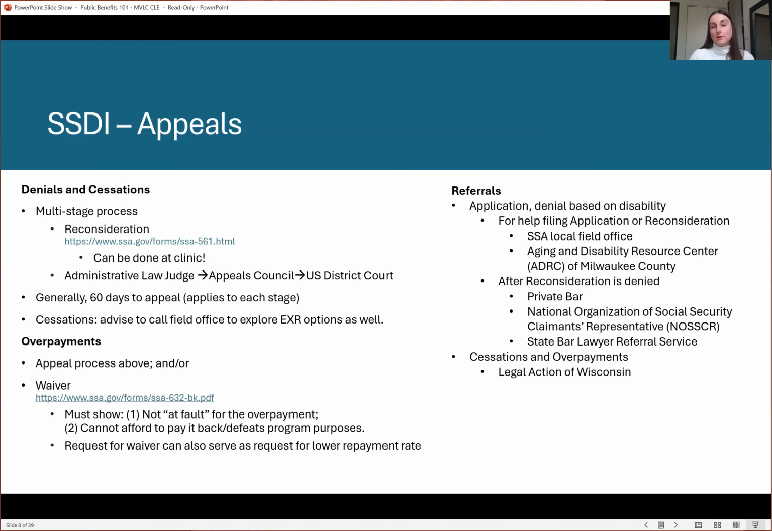Referrals, if the application is denied based on lack of disability, you can send them back to the local field office, help them with the reconsideration yourself, or to the ADRC to get help with the reconsideration. Filing that after the reconsideration is denied, you'll want to refer them to the private bar or one of these referral options or services. This is because the private bar is entitled to attorney's fees if they succeed in these cases, and there's just a long history of the private bar taking these types of cases as well. For cessations and overpayments, you can refer to Legal Action of Wisconsin.